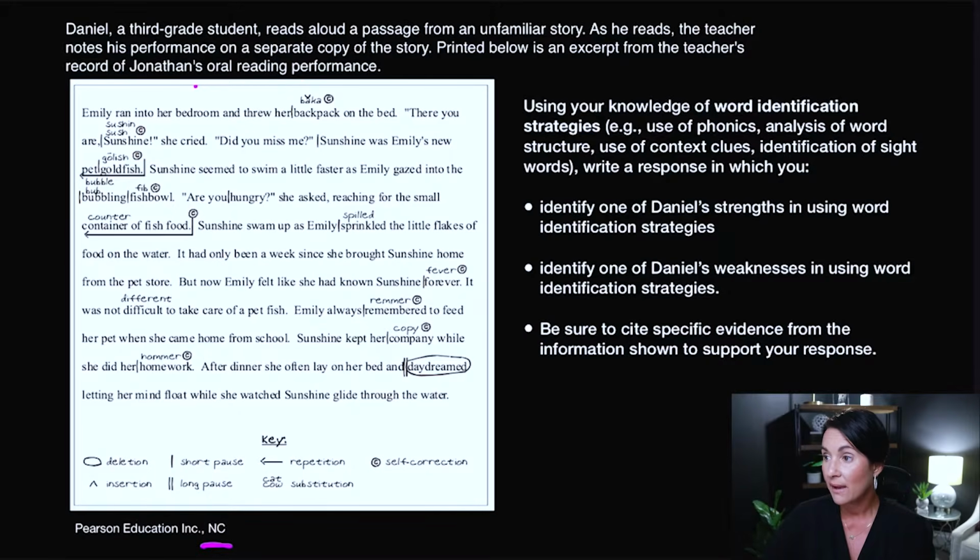All right, so we have the task again, using your knowledge of word identification. And again, they give you examples you can use: phonics analysis, word structure, use of context clues, identification of sight words. Write a response in which you identify one of Daniel's strengths, one of Daniel's weaknesses, and cite specific evidence. Again, same task, just a different student with different strengths and weaknesses. That's it.